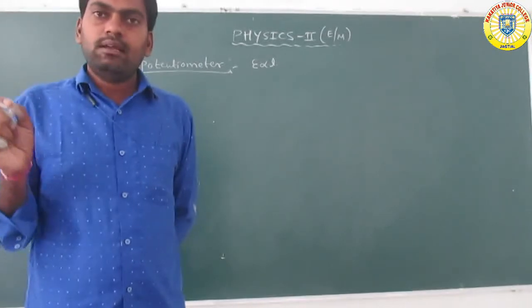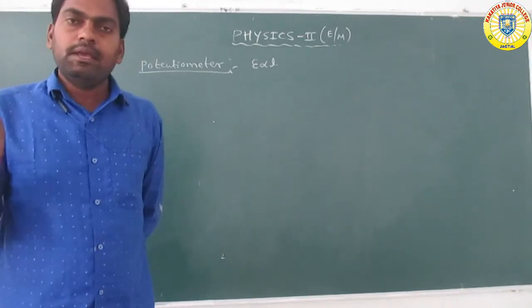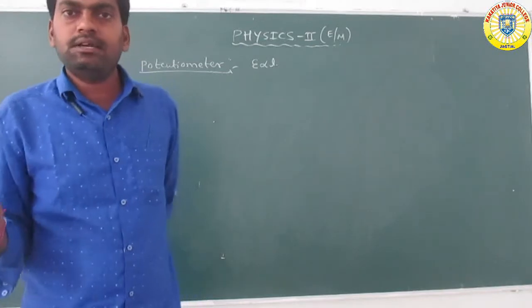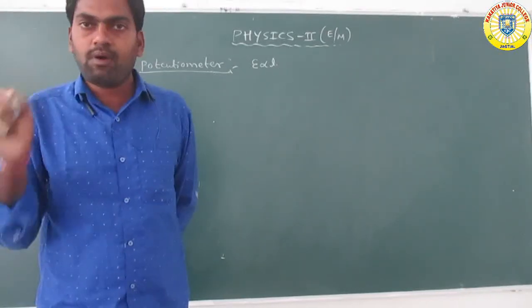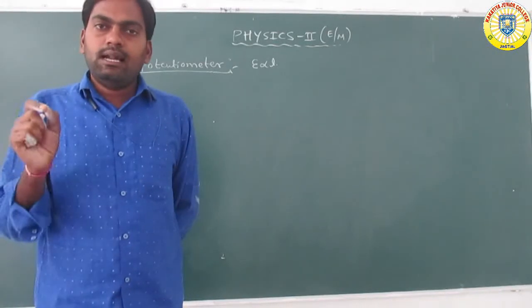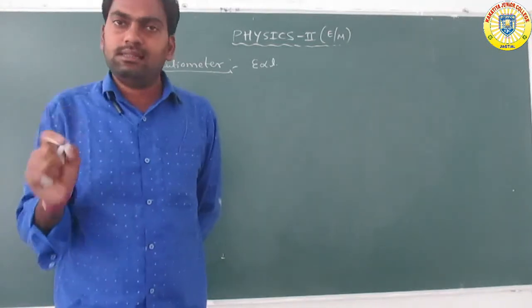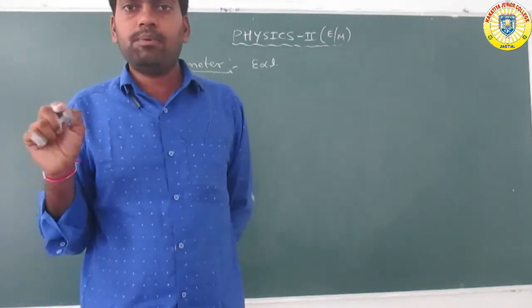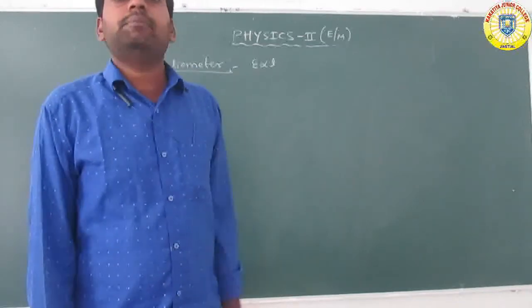That means the potentiometer is based on the principle that when a steady current is passing through a wire of uniform area of cross section, the potential difference between any points on the wire is directly proportional to its length. E is directly proportional to L, we can write in mathematical form.